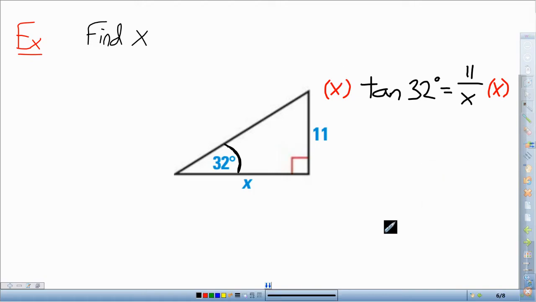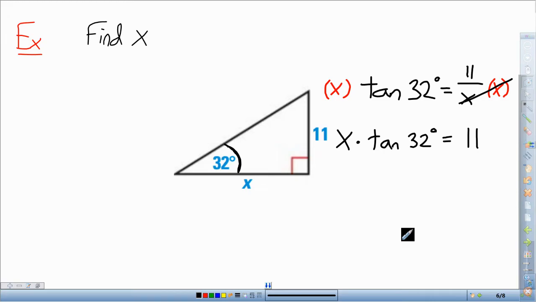Okay, so this is a little different. This is kind of strange. Let's break down what's happening here. These x's are canceling on the right, and we're getting 11 by itself. Over on the left, we have x times tangent 32. For now, we're just going to bring that down here. And the way I like to write it, instead of using parentheses, I'm just going to use a multiplication dot. So x times tangent 32 degrees.